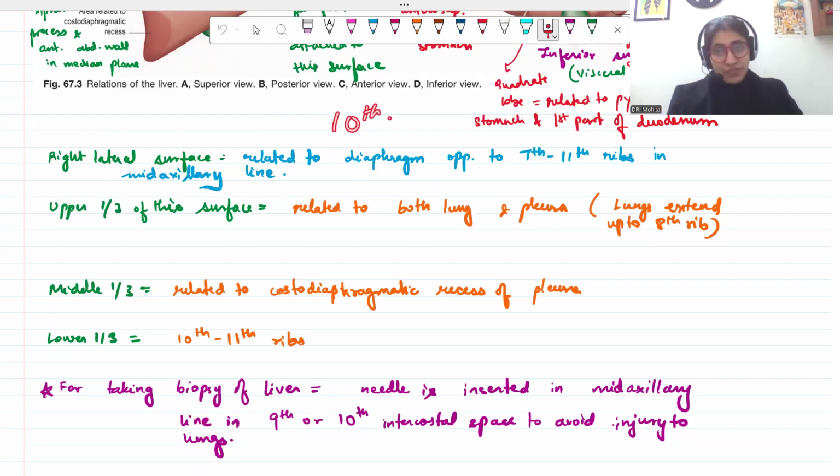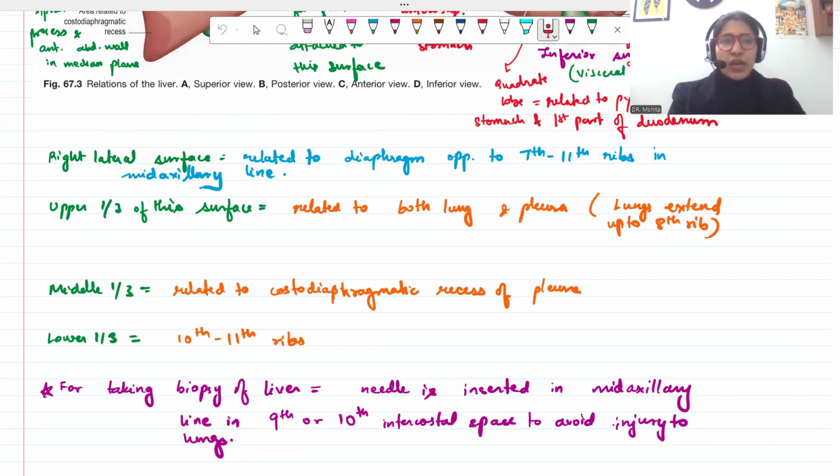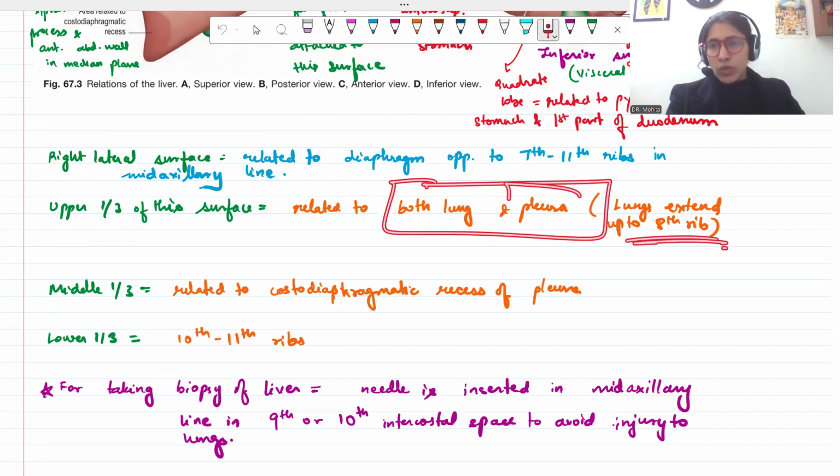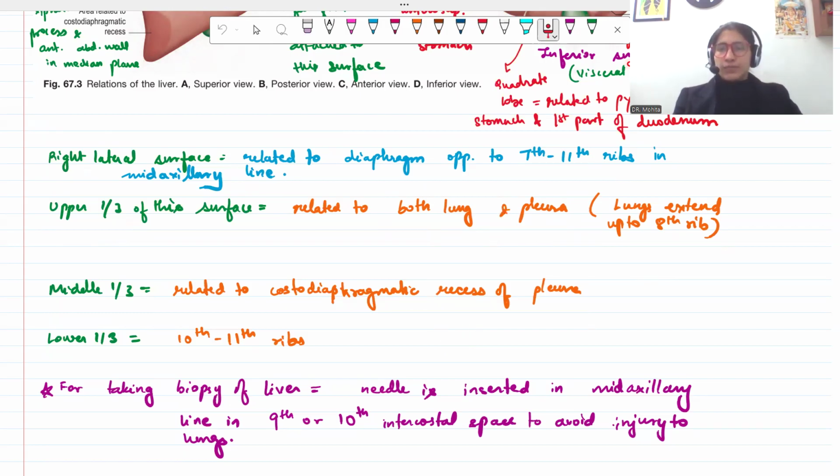So if this makes sense, the right lateral surface we will divide into three parts: upper one third, middle one third, lower one third. The upper one third is related to both lungs and pleura, because lungs and pleura both are present up to the 8th rib, and pleura extends up to the 10th rib. Fine. So the middle one third will be related to the costodiaphragmatic recess of pleura, and the lower one third of the right lateral surface of liver is related to the 10th and 11th ribs. If this is okay.